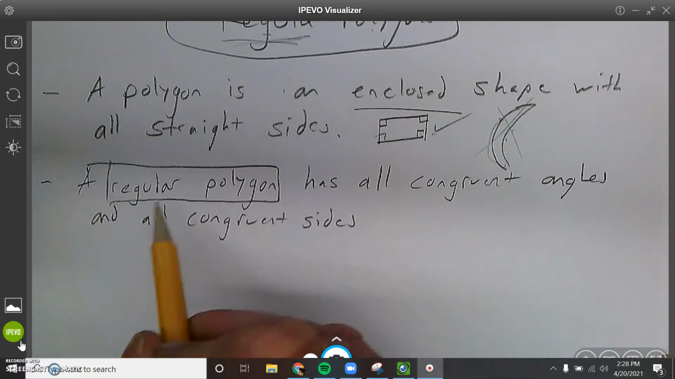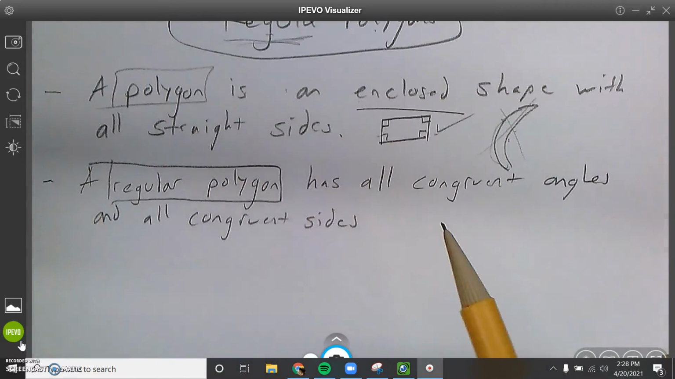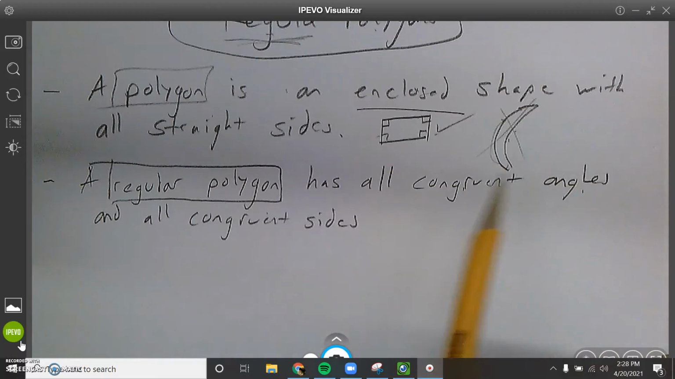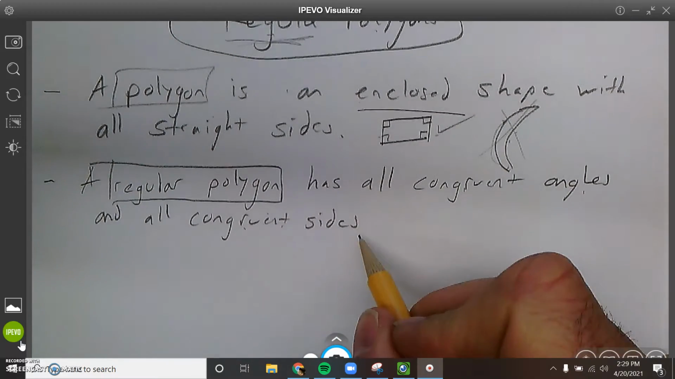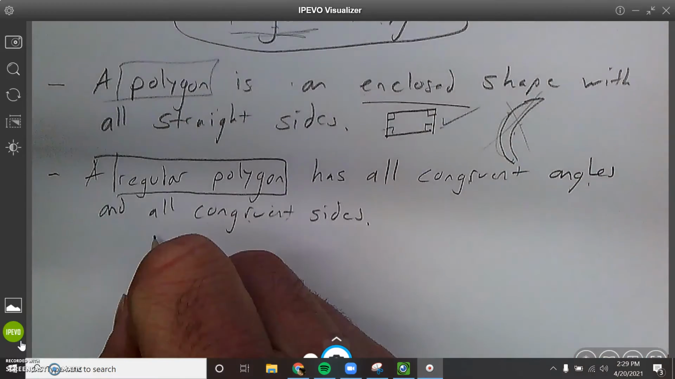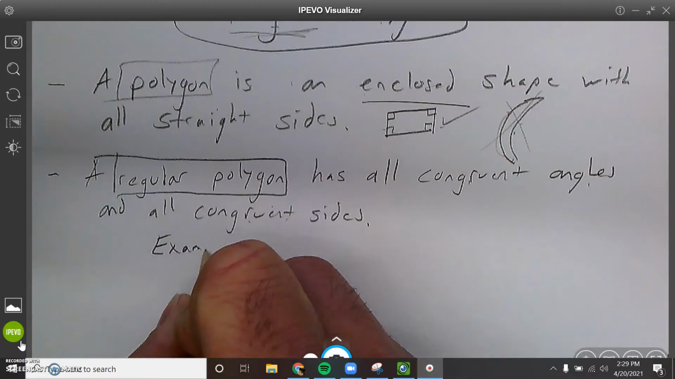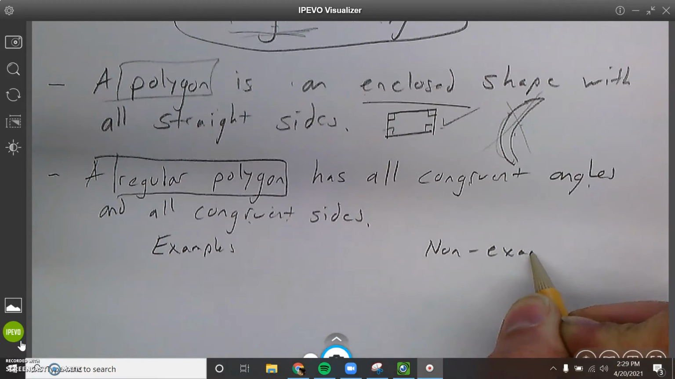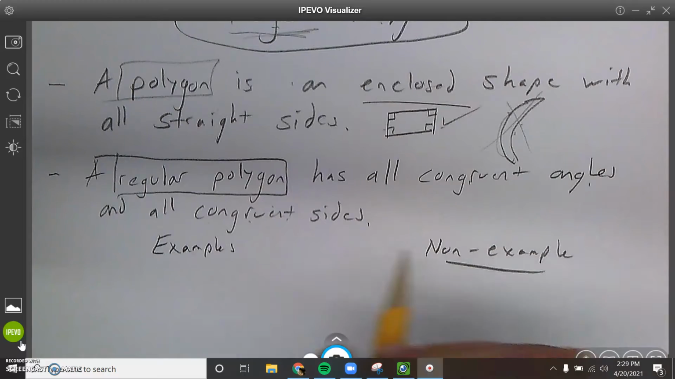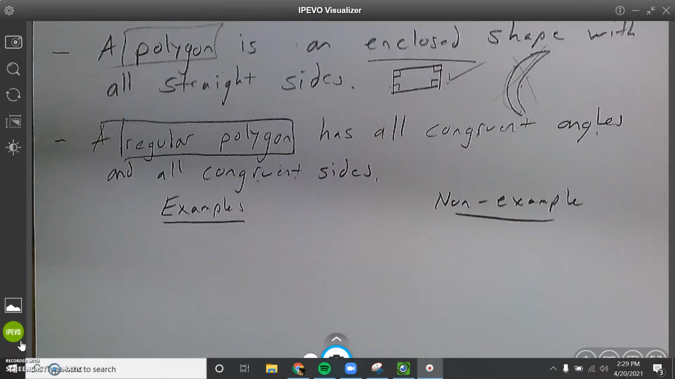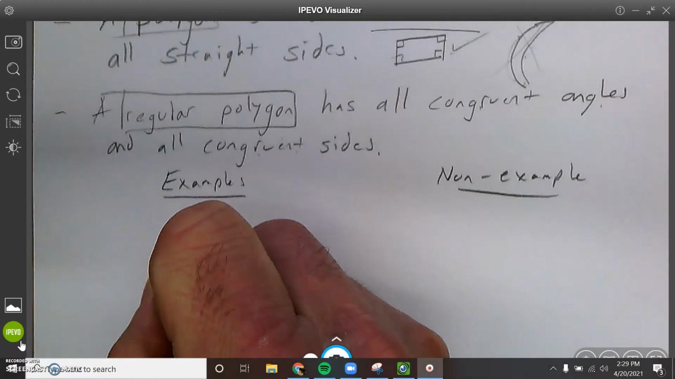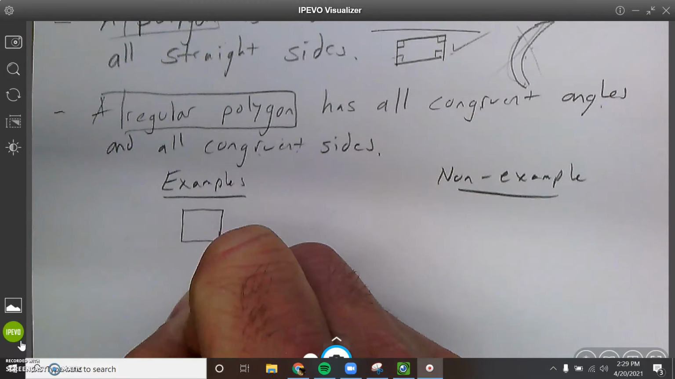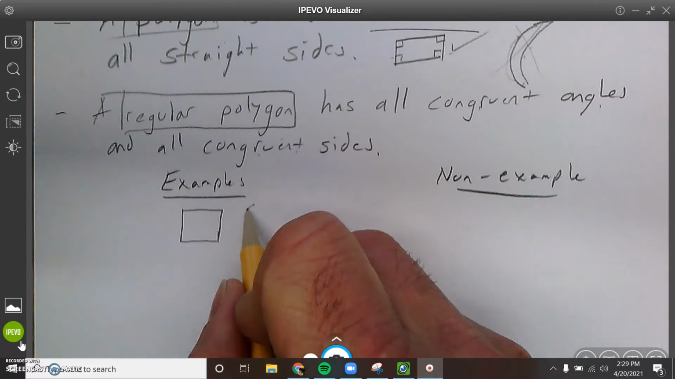So regular polygon. This is just a generic polygon. A regular polygon has all congruent angles and all congruent sides. So let's look at some examples and non-examples, because sometimes it's just as effective to look at what is as what is not. So, for example, a square is a regular quadrilateral.